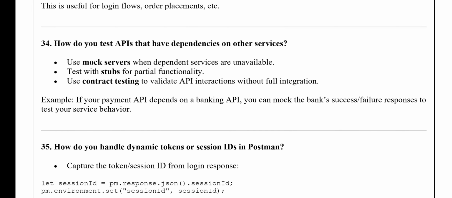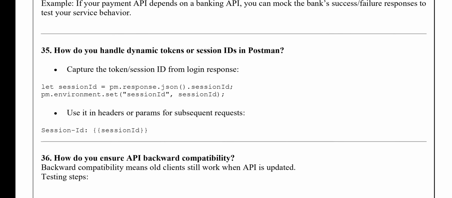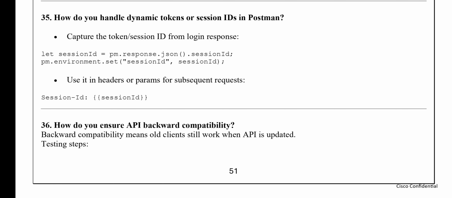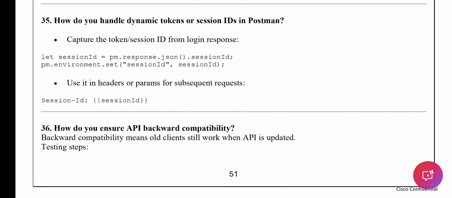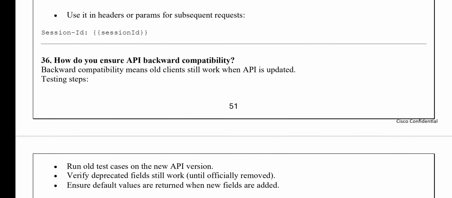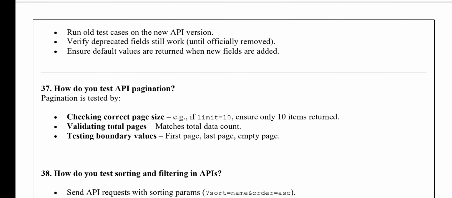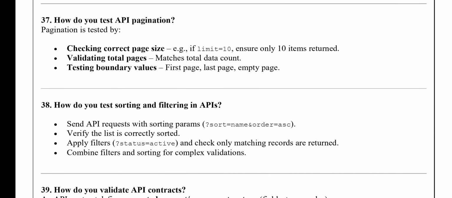How do you test APIs that have dependencies on other services? How do you handle dynamic tokens or session IDs in Postman? How do you ensure API backward compatibility? How do you test API pagination?